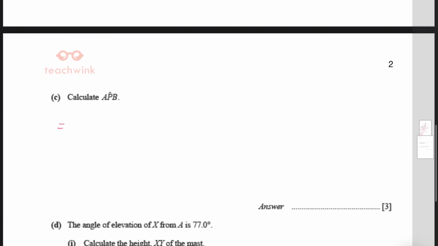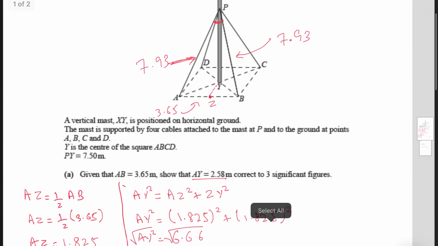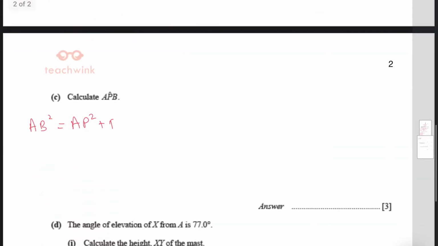First we say that AB squared is equal to AP squared plus BP squared minus 2AP times BP cos APB.